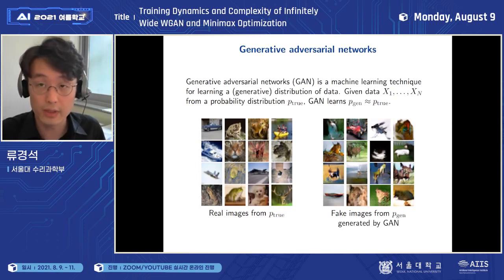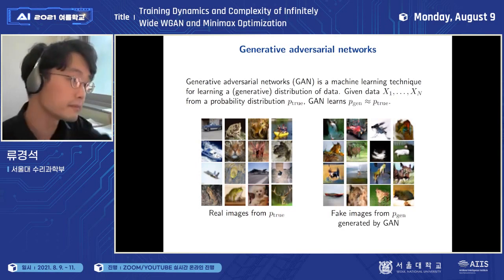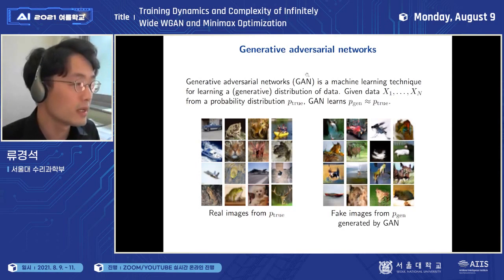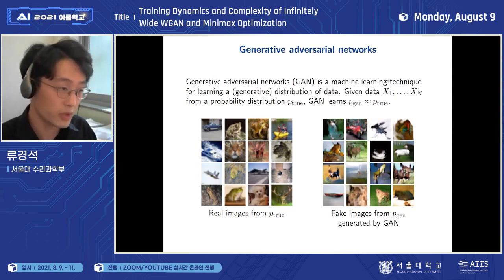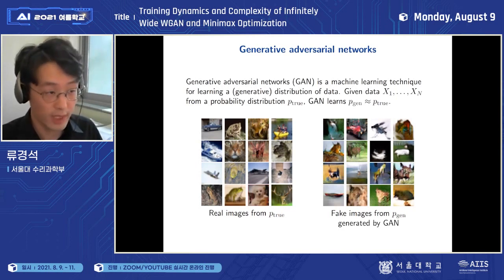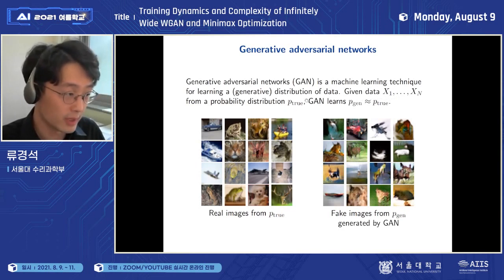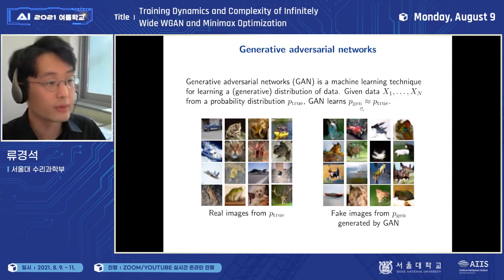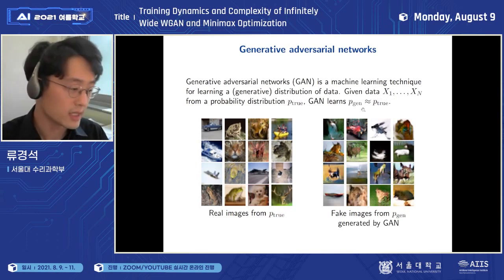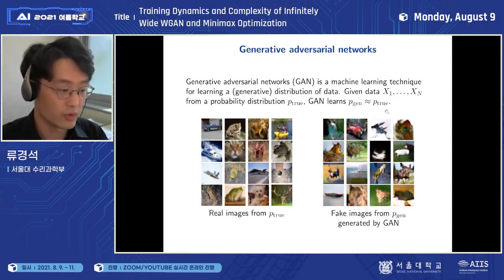So GAN in particular is an unsupervised learning technique. GANs, which is short for generative adversarial networks, is a machine learning technique for learning a generative distribution of data. So given data points x1 up to xn, and note that we just have the data, we don't have any corresponding labels. And we assume that this data originates from a certain probability distribution P true. The GAN learns a generative distribution that is in some sense similar to the true distribution.